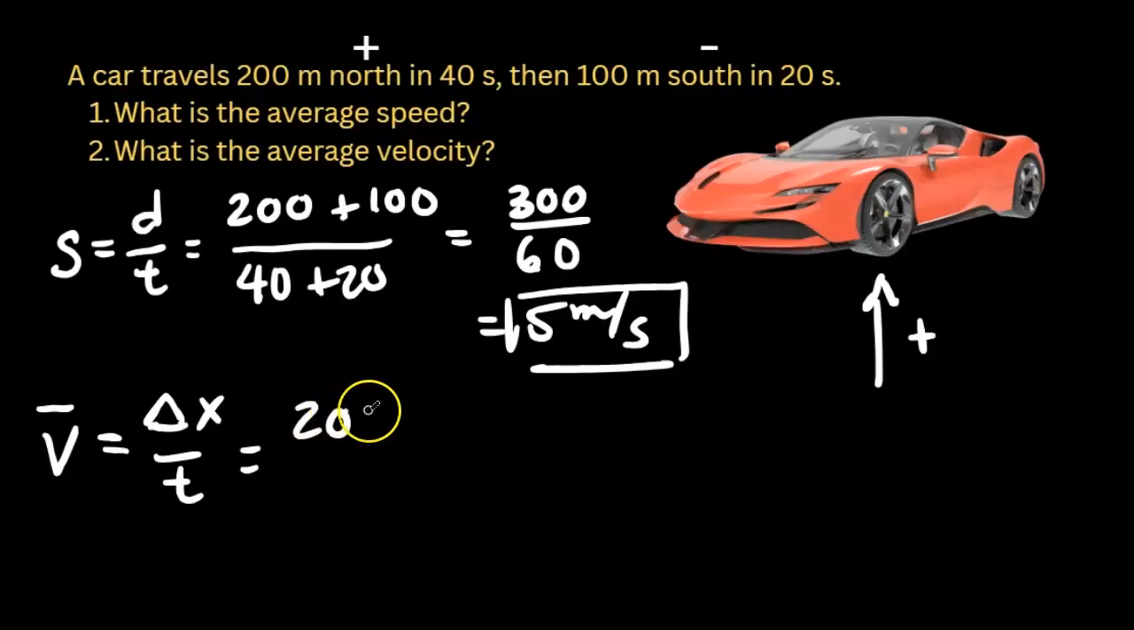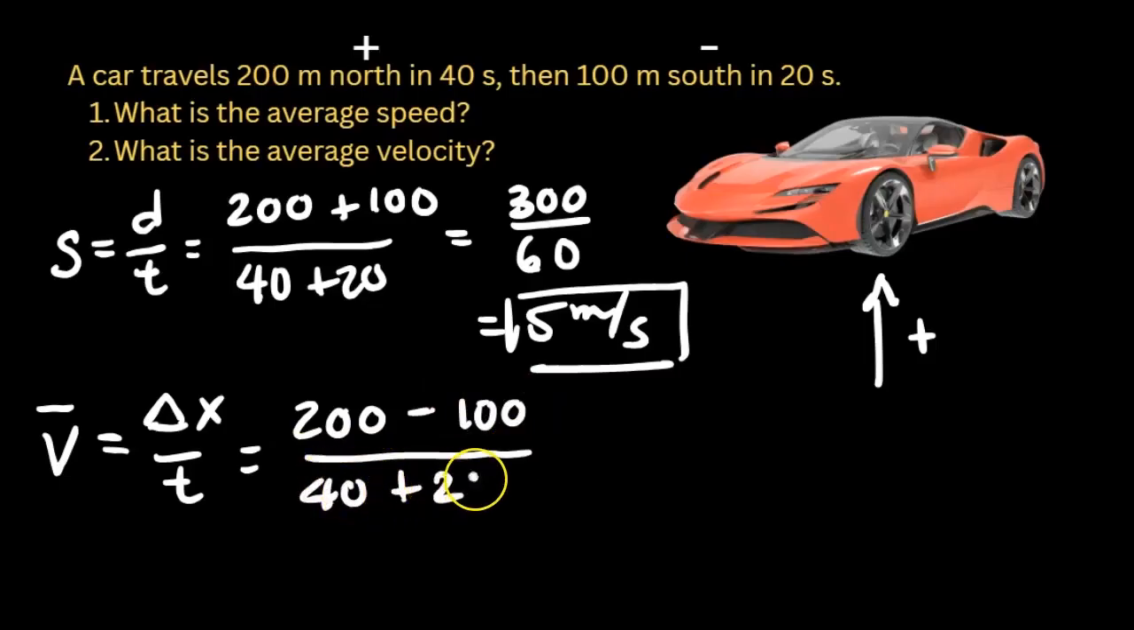So we have 200 meters north, which is positive, minus 100 meters south, which is negative, so I'm subtracting that number, divided by the total time, which is 40 plus 20. So 200 minus 100, we get 100. 40 plus 20, we get 60.